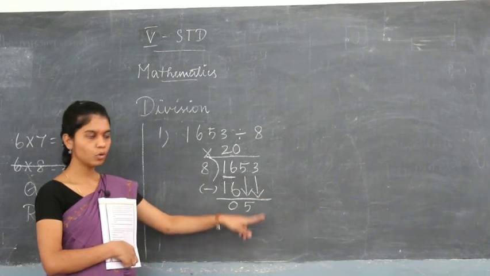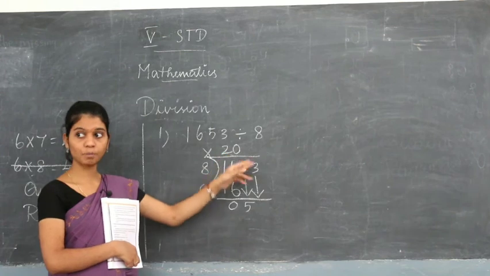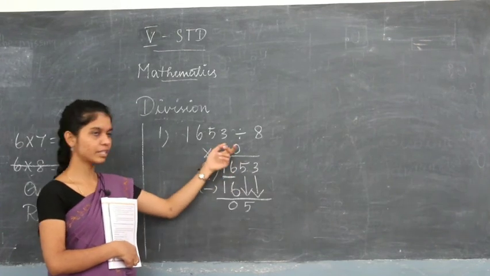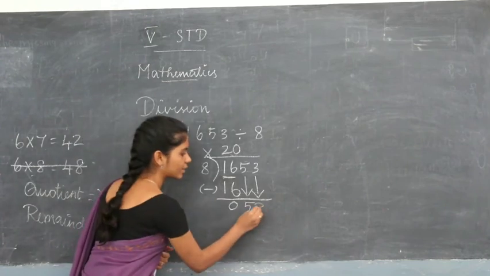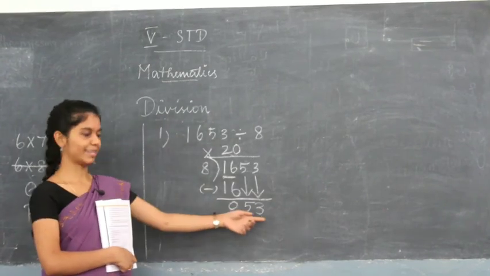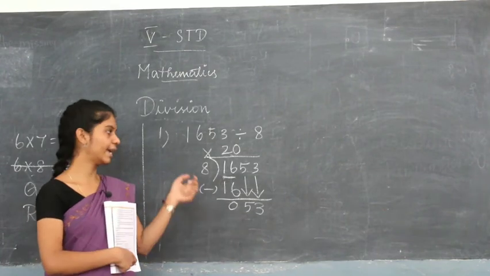You needed help from the next number. So what you have to do? You have to put a 0 on the top, because you are taking help of the next number too. Then you will bring the next number down, which is 3. Now you got 53. 53 is greater than 8. So what you should do? You should start telling 8 tables.